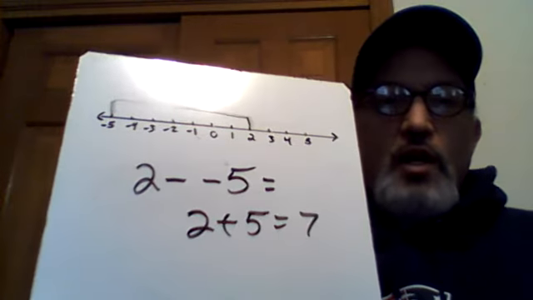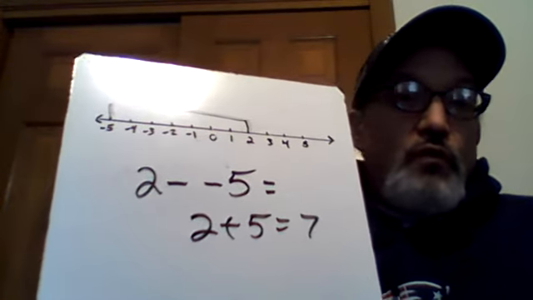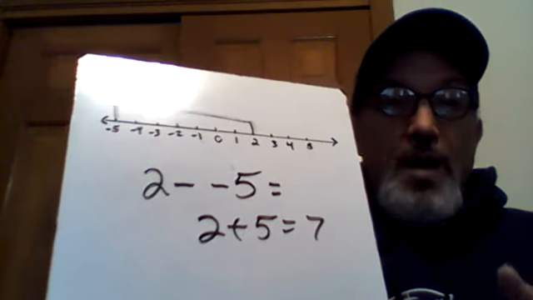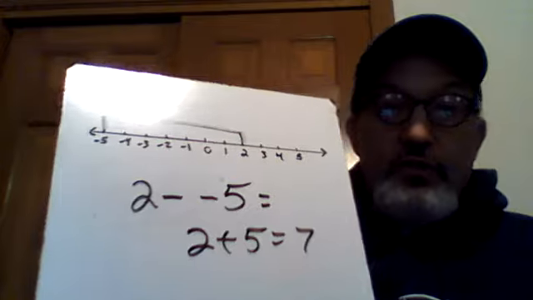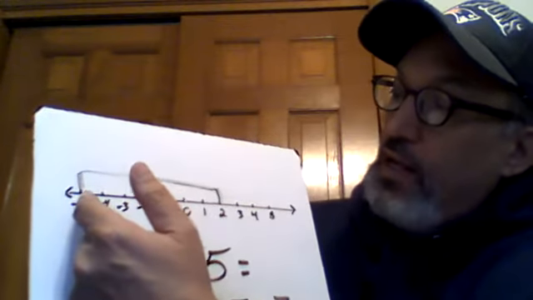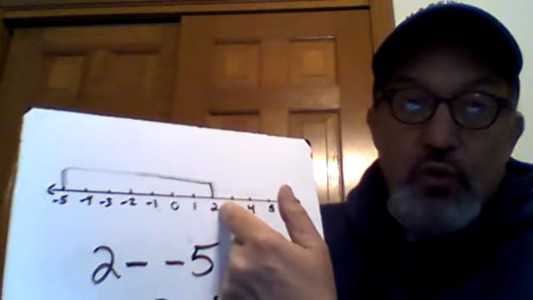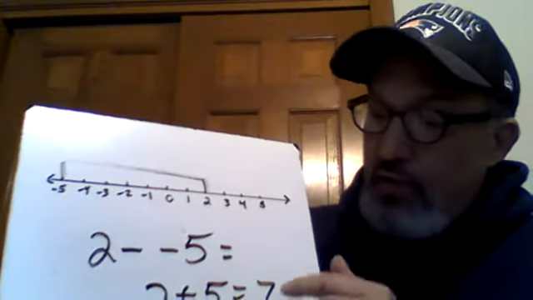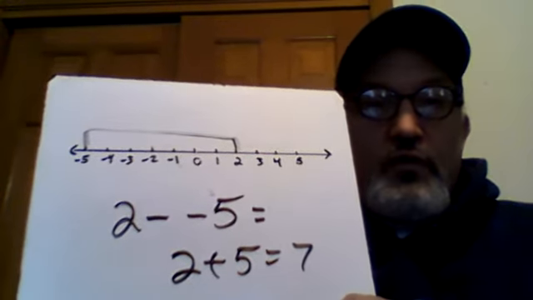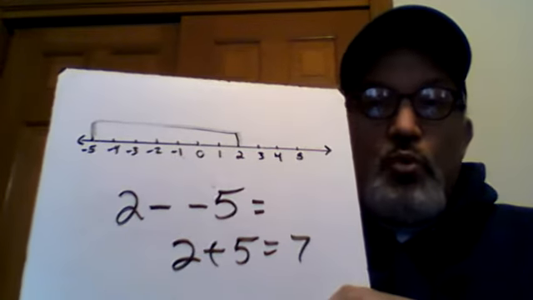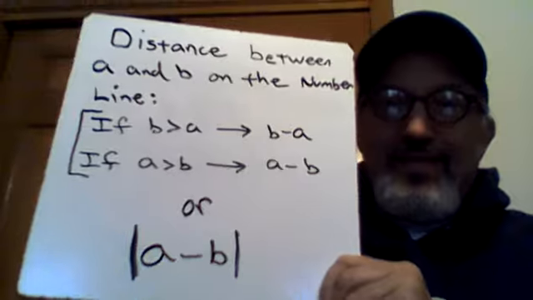So to find the distance between two numbers on a number line, do the bigger number minus the smaller number. Now, what if you did the reverse? What if you did the smaller number minus the bigger number? You'd get the opposite of the distance. So in this case, if we had done -5 minus 2, that's -7, which is the opposite of the distance. So that's pretty much it for finding the distance between 2 points on a number line.